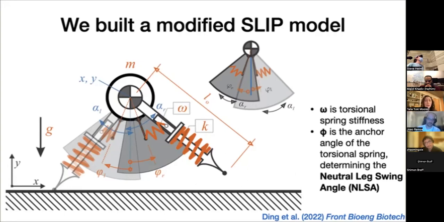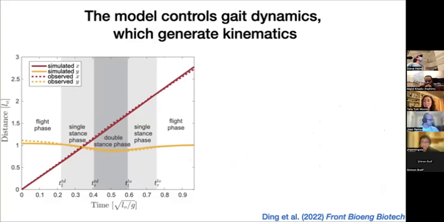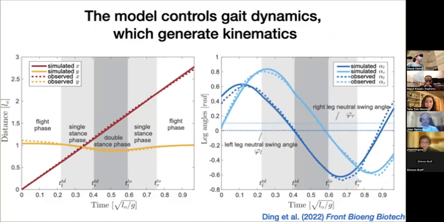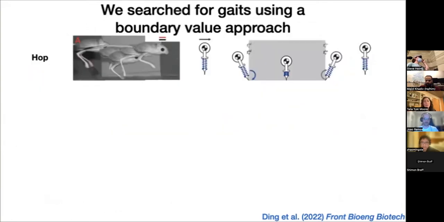So to find the appropriate parameters for this model, we went back to the Jerboa locomotion and we used optimization to find the parameters that generate dynamics and kinematics that match empirical data. And so we found that the motion in the Y and the X axis matched pretty well the real Jerboa, which you can see with the dashed line. The model is in the solid line. And then we also found that we were able to match the neutral leg swing angle of the left and right legs as well. So then once we had the parameters for the model, we searched for gaits using a boundary value approach. We found 5, not 3, 5 formally described gaits.